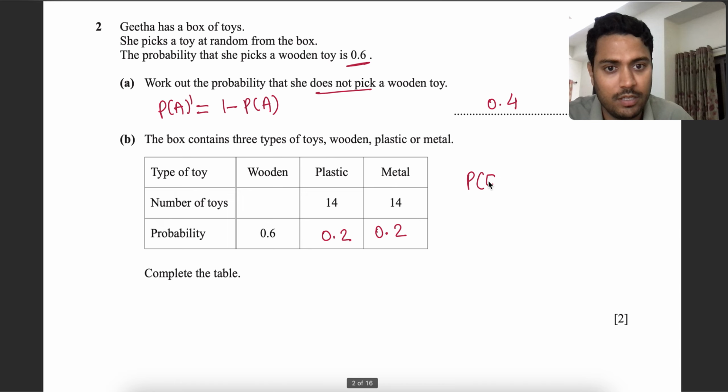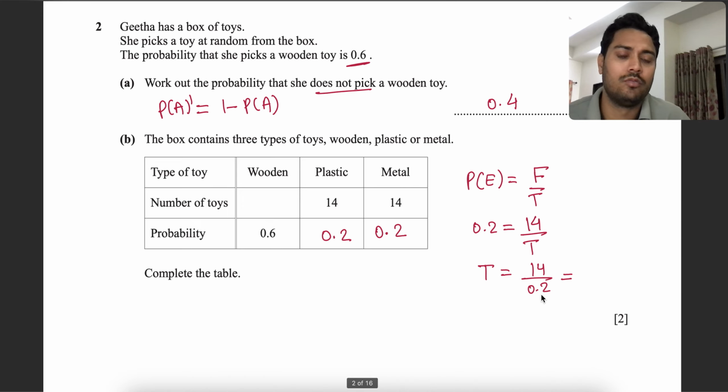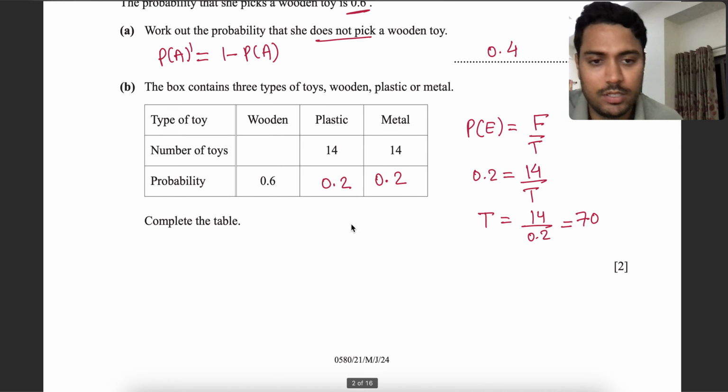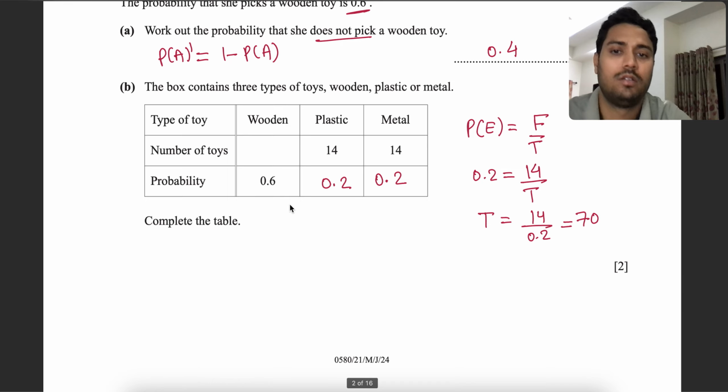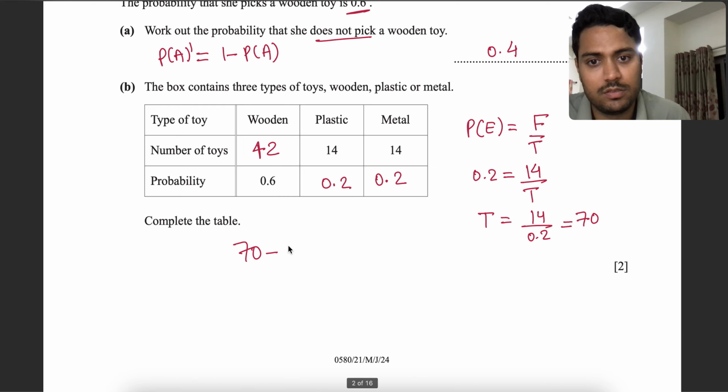We know that probability of an event E equals number of favorable outcomes upon total number of outcomes. So let's check for plastic. So 0.2 is equal to favorable, which is 14, over total, which is unknown. So total is going to be 14 divided by 0.2. 14 divided by 0.2 is going to be 70. So total is 70. If total is 70, what will be the number of wooden? So 70 minus 28, that is 42. Because for wooden it is going to be total minus plastic minus metal, so simply 70 minus 28, that is 42. So 42 wooden.